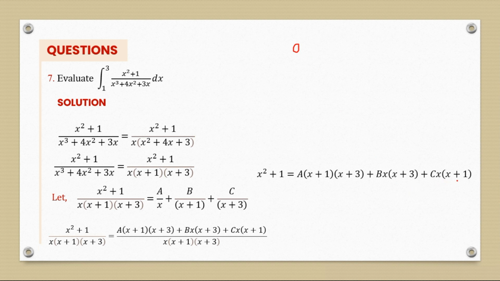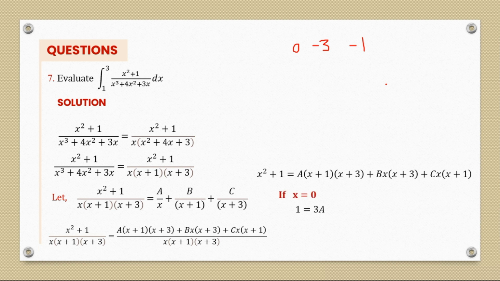Then next, if we want to find the value of c, all we have to do is to let x be equal to negative 3. Then if we want to find the value of b, all we have to do is to let x be equal to negative 1. So these are the values we're going to let x be equal to.